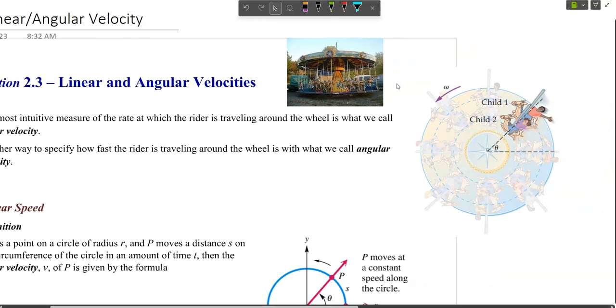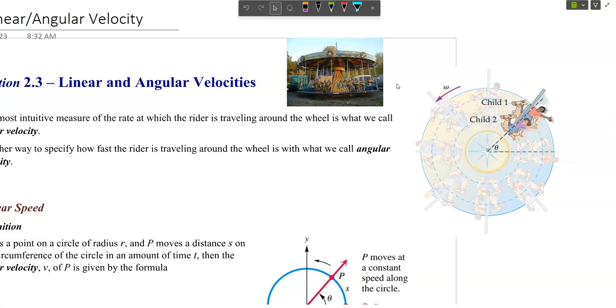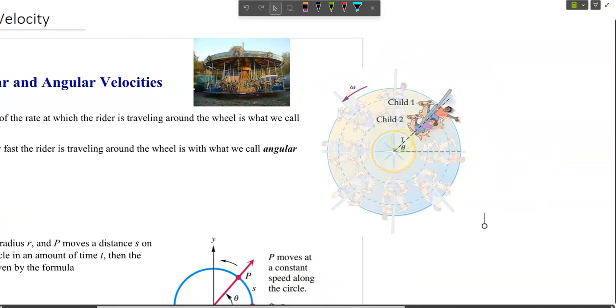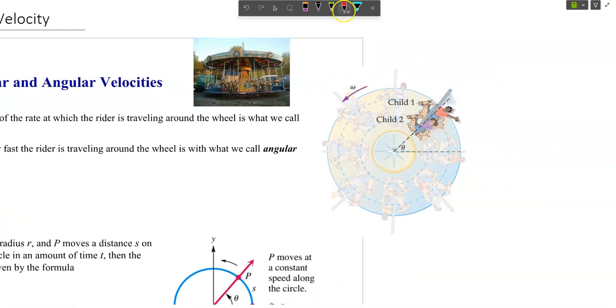The idea is that a merry-go-round, when it moves around, can be looked at in two ways as the rider. One is we have two different children over here, sitting on the merry-go-round. We have child one who sits on the outside and child two who's sitting on the inside.